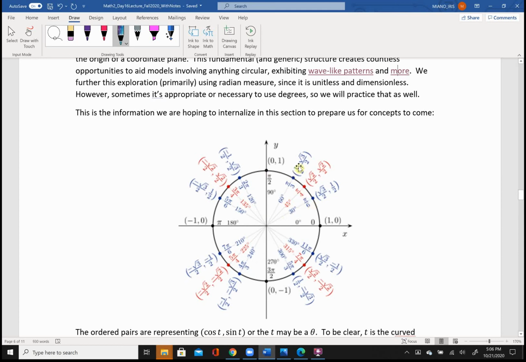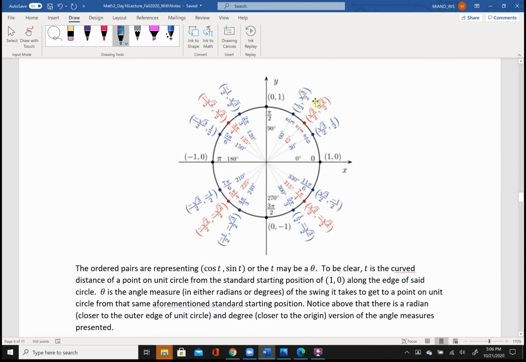And so the positions are associated with the cosine, which is in the x position, and the sine, which is in the y position, associated with t. Now t is the distance from the initial starting point, which is always at (1, 0), to some point on the unit circle, which is also associated with arc length. Those are pretty much the same thing.